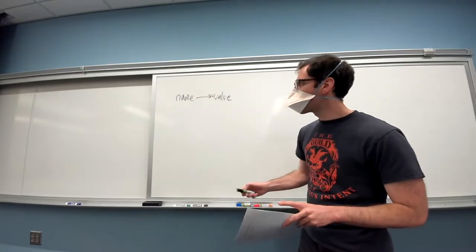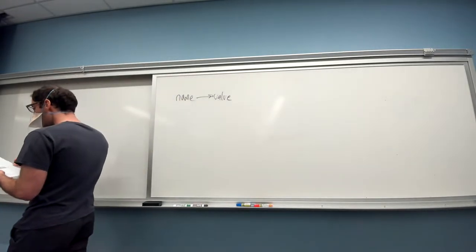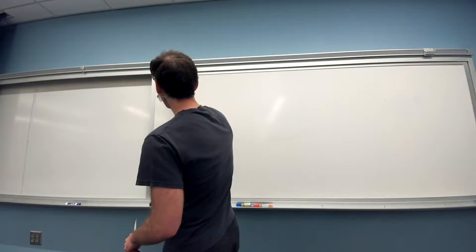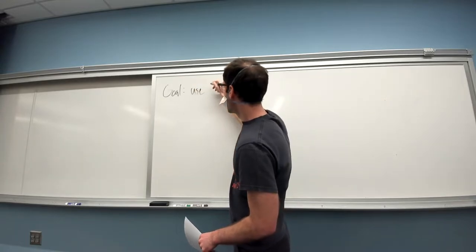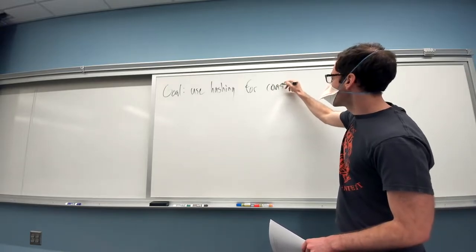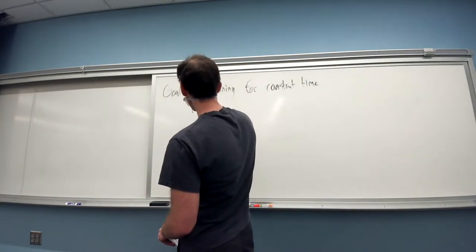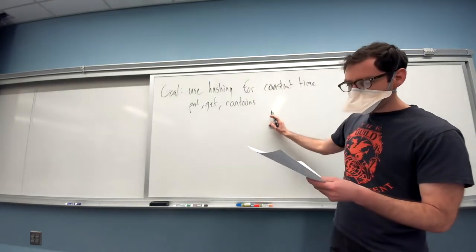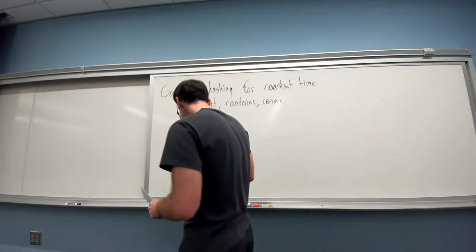All right, so when we left off, our goal was, let's use hashing to achieve constant time put, get, contains, remove, a big improvement on our list map.